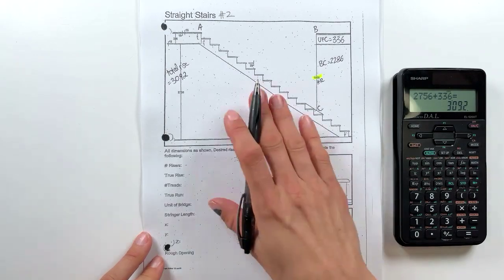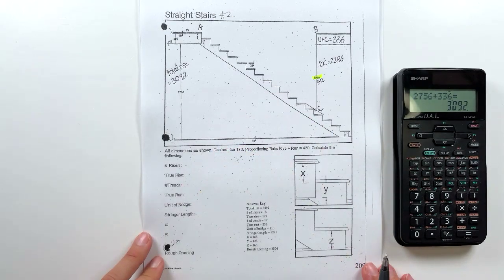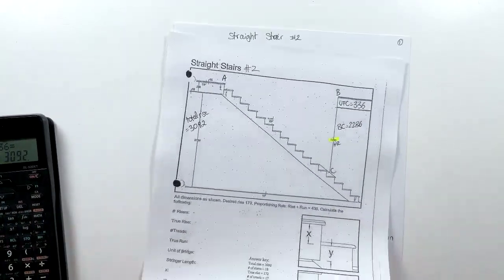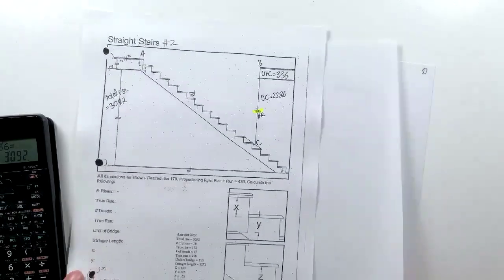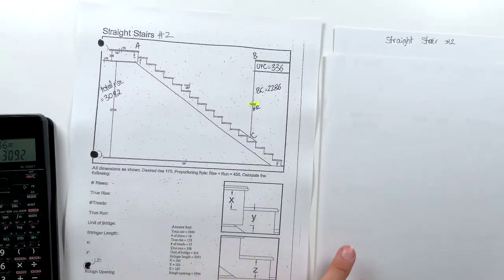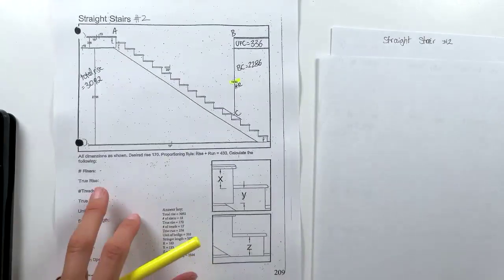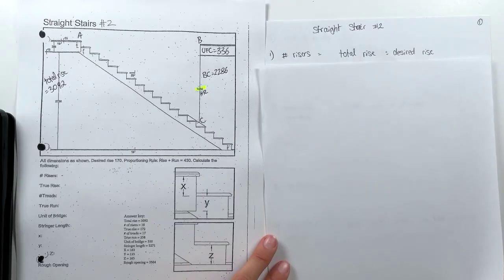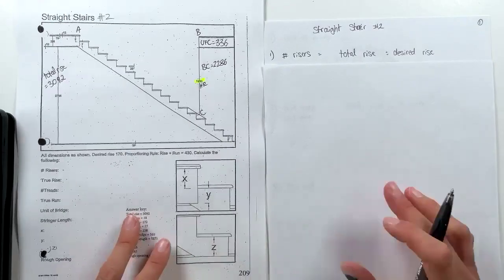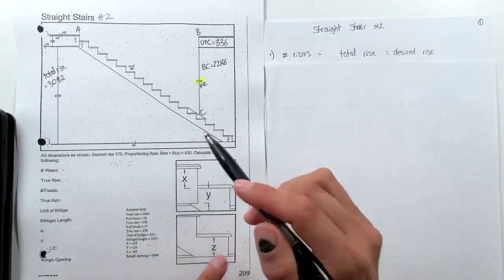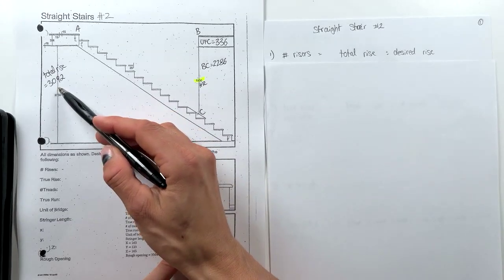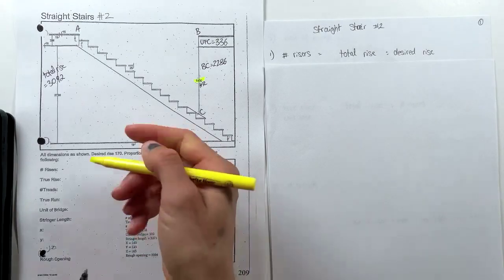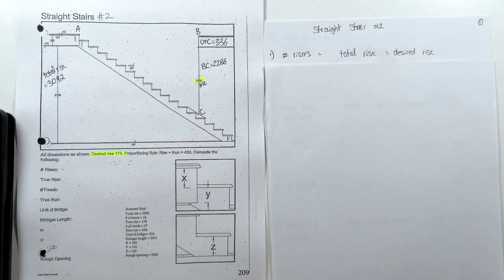Okie dokie. That is what we can figure out here so far. So let's actually start. First question is our number of risers. Here, let's make sure you can see that well. Number of risers is found by taking our total rise that we just figured out, 3092, divided by our desired rise. And we know that as well. That was 170.